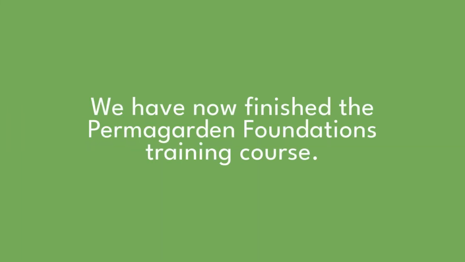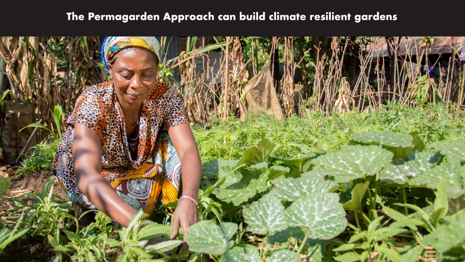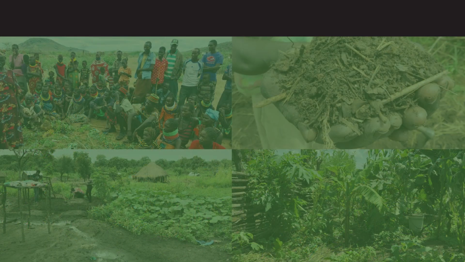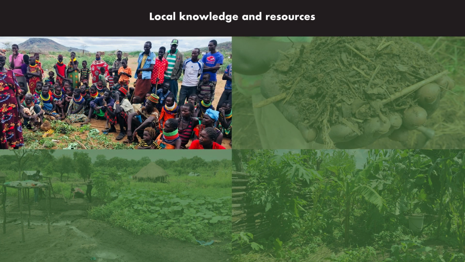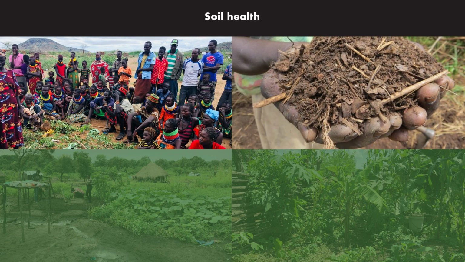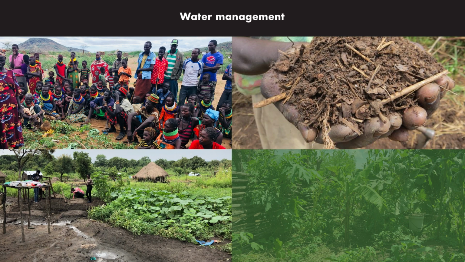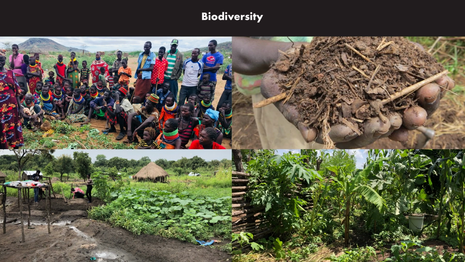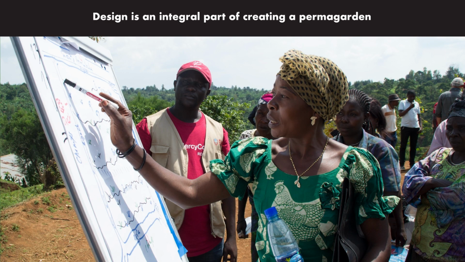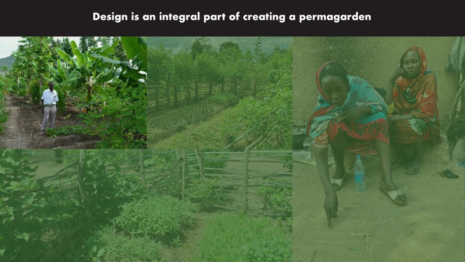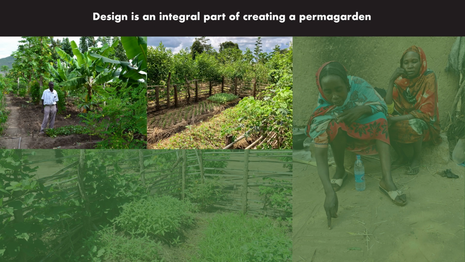We have now finished the Permagarden Foundations training course. In this course, we have seen how the Permagarden approach can build climate-resilient gardens by tapping into local knowledge, utilizing local resources, and prioritizing soil health, water storage, and increased biodiversity. The design process is an integral part of creating a permagarden. A well-designed permagarden can minimize the negative impacts of the sun, wind, and slope on plants and help make sure that their basic needs for nutrients, water, air, protection, and attention are met.